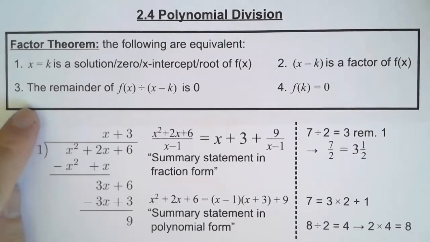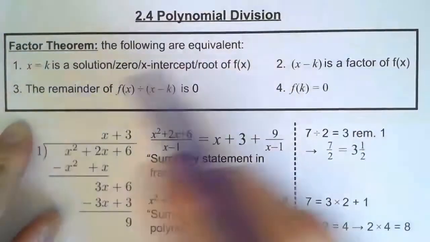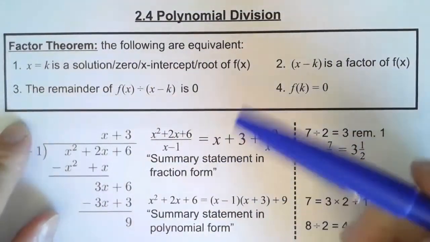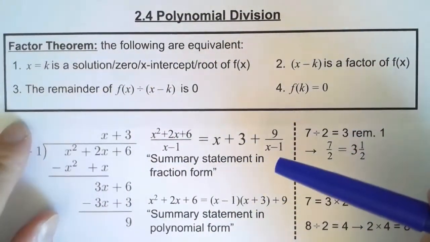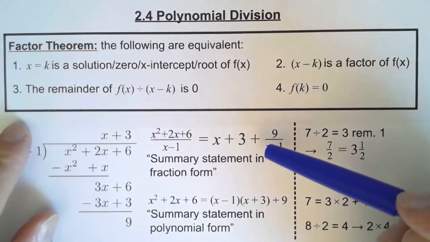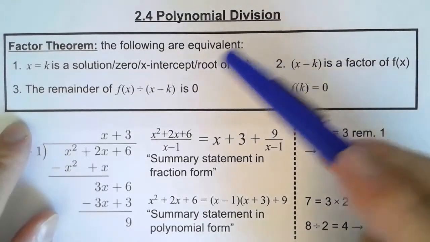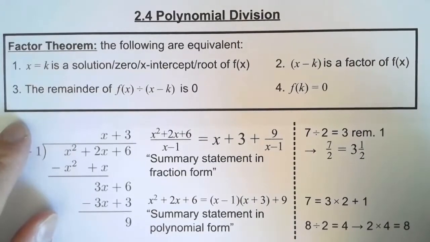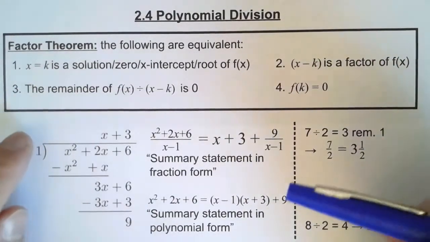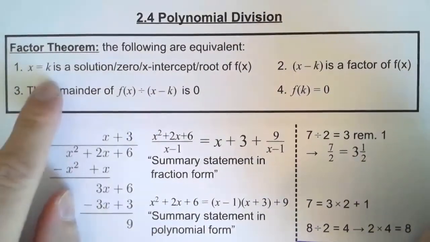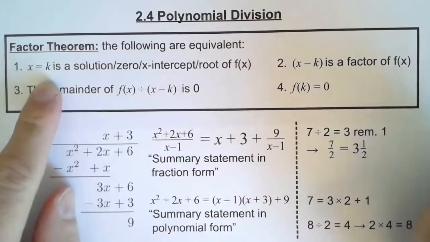So we have this factor theorem that says that all of these are equivalent, which means if you know one of them, then all the rest of them have to be true. Or if you know that one of them is not true, then none of these could be true. And so most of this you would probably already realize. So k is just any particular number.